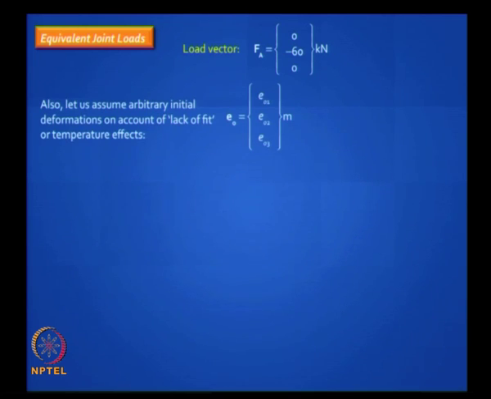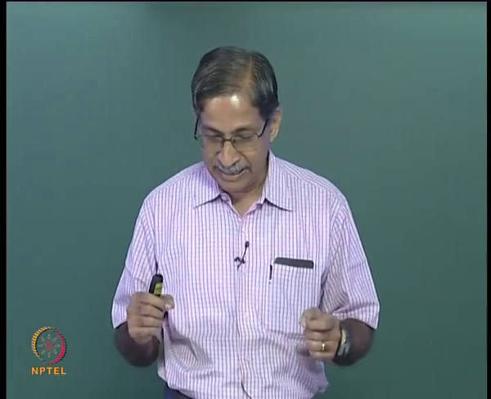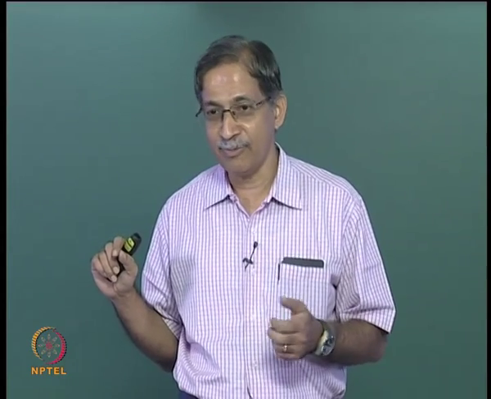Now let us add some more masala to this problem. We will say, let the bars have lack of fit. We want to show that the answers remain 40, 40, 40. So let's make it arbitrary. Let us say the 3 bars, either lack of fit or temperature effects, you have some initial values E01, E02, E03, fine. Now what will this cause in terms of forces?